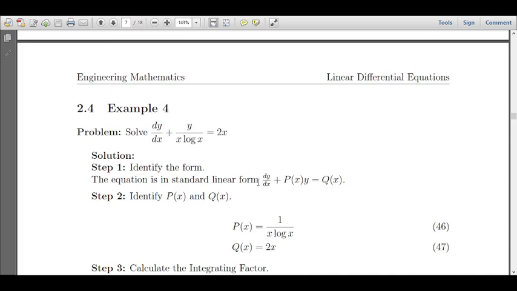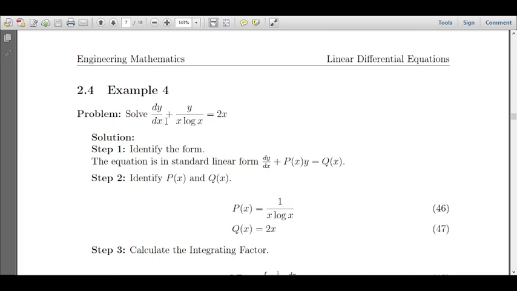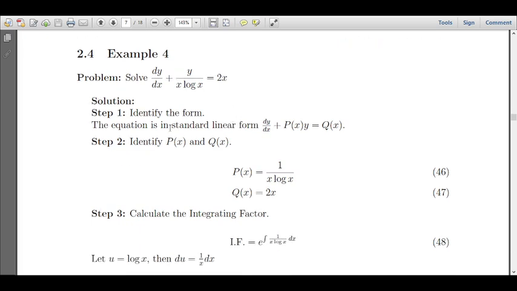Now this is an example considering a logarithmic function. Solve dy by dx plus y by (x log x) equals 2x. Now identify the form. This is in the standard linear equation form, dy by dx plus p of x into y equals q of x. Now identify p of x and q of x, where p of x equals 1 by (x log x) and q of x equals 2x.